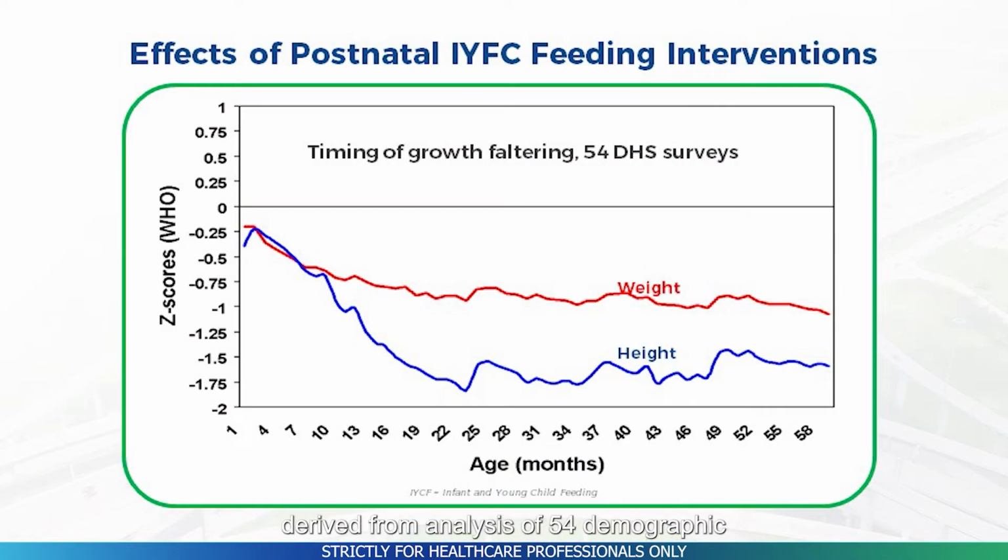Many of you will be familiar with this graph here, derived from analysis of 54 demographic health surveys in low and middle income countries. Now, a well-nourished child should grow across the horizontal black line at 0 for the Z scores for the World Health Organization. What happens, however, is that both in terms of weight, but even more so in terms of height, children in these countries really fall away from the 50th centile of growth, so are becoming very stunted.